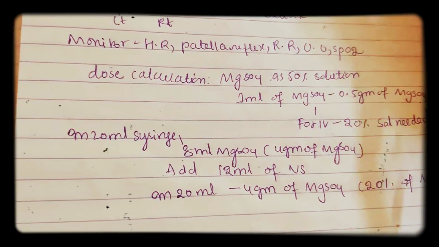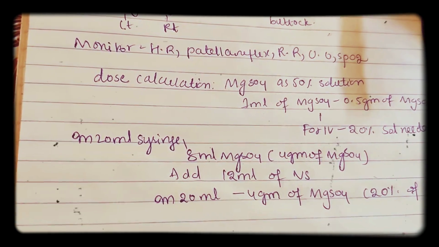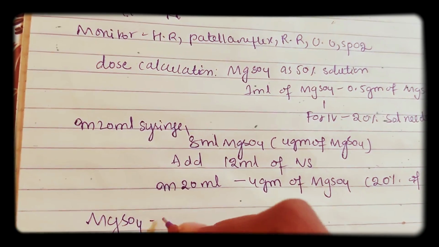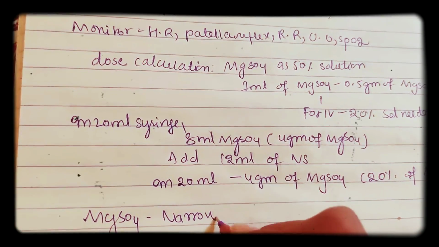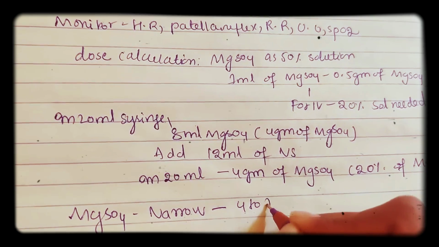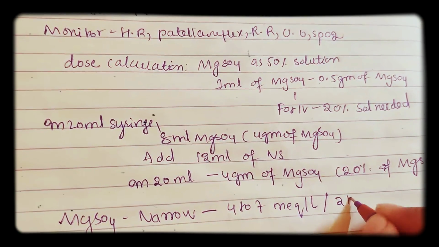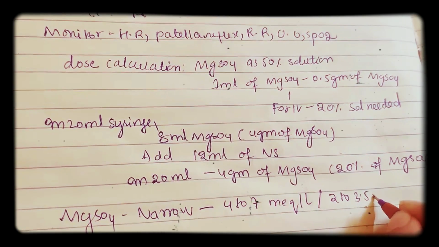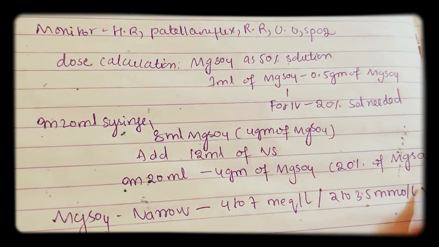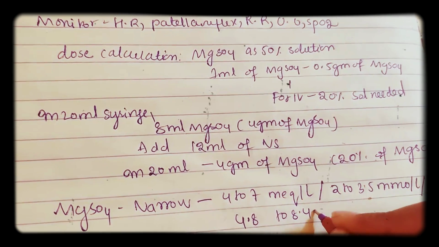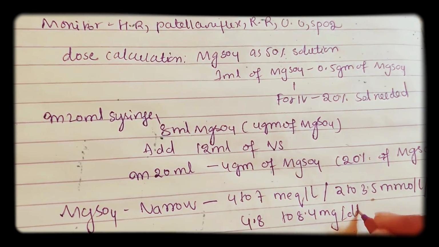Now coming to the therapeutic range of magnesium sulfate. Actually magnesium sulfate has a narrow therapeutic range, that is 4 to 7 milliequivalents per liter, or you can say 2 to 3.5 millimoles per liter, or you can say 4.8 to 8.4 milligrams per dl.